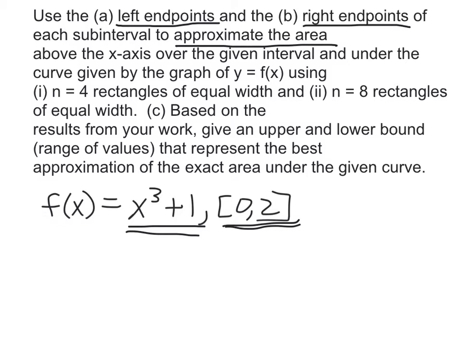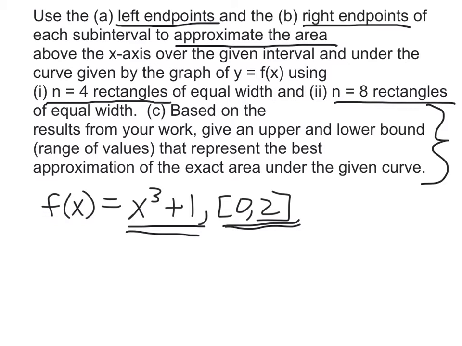Another thing, how many rectangles are we going to use? For each part, we're going to use 4 rectangles, and then we're going to turn around and do it again using 8 rectangles. Then we'll see what happens from the results we get, and we'll be able to at least estimate what the exact area is going to be. At this point, we're not going to be able to find the exact area, but we're going to be able to get pretty close by the estimation.